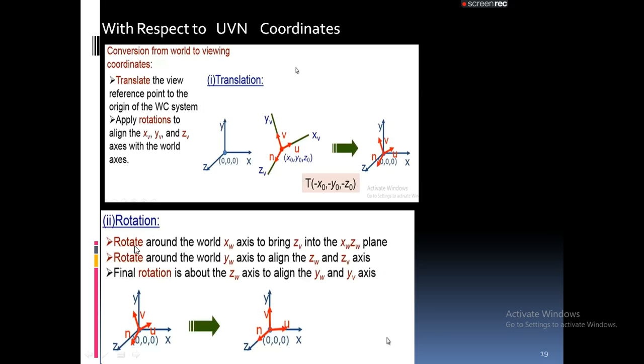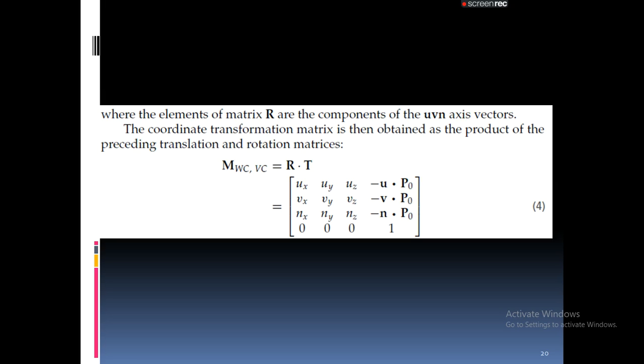Then I need to perform rotation: rotation with respect to the x-axis, y-axis and z-axis. When you perform these rotations, we are aligning our rotation axes so that they become parallel to all three coordinate axes: the x-axis, y-axis and z-axis. So finally we will get a rotation matrix like this. This is called the composite rotation matrix from the world coordinate system to the viewing coordinate system. This is the matrix.